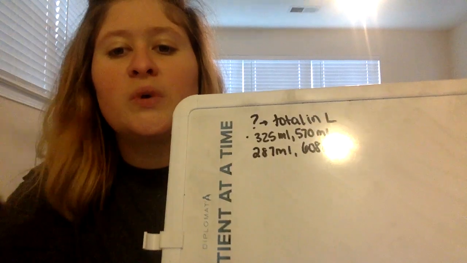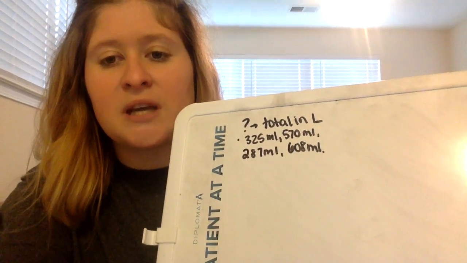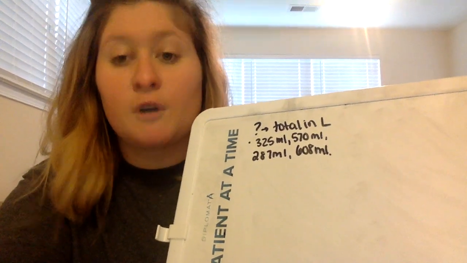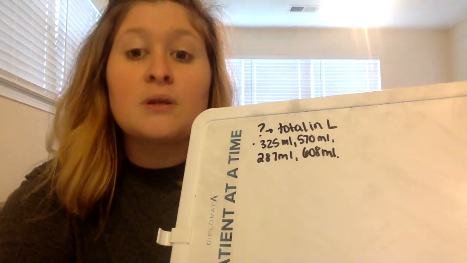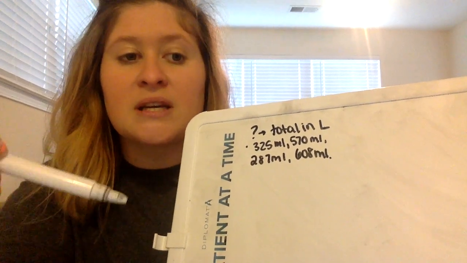Then I'm going to write down all that information. So they used 325 milliliters, 570 milliliters, 287 milliliters, and 608 milliliters. So think about, well, what do we need to do first? Because there's multiple steps here. So let's start with, well, what's the conversions that we learned today? Today we learned the metric system, which has milliliters and liters in it.